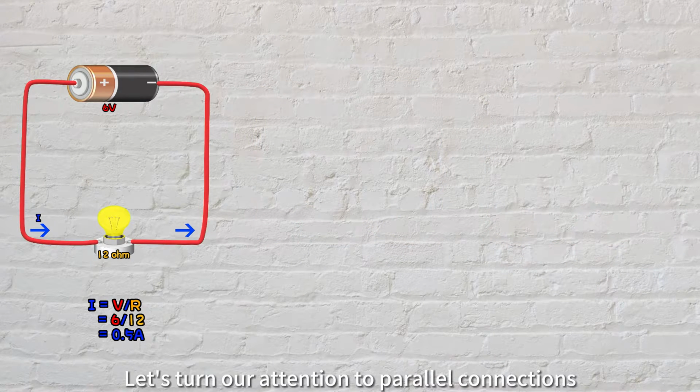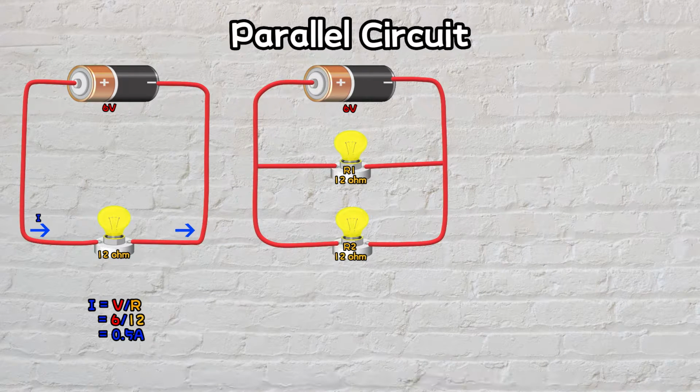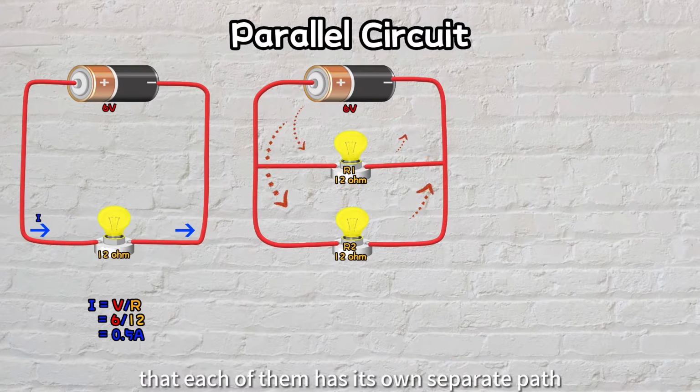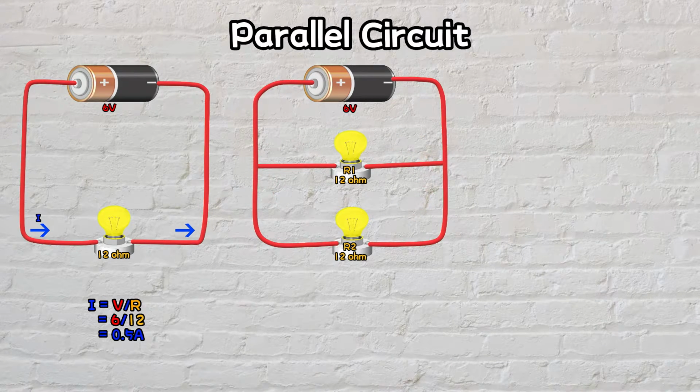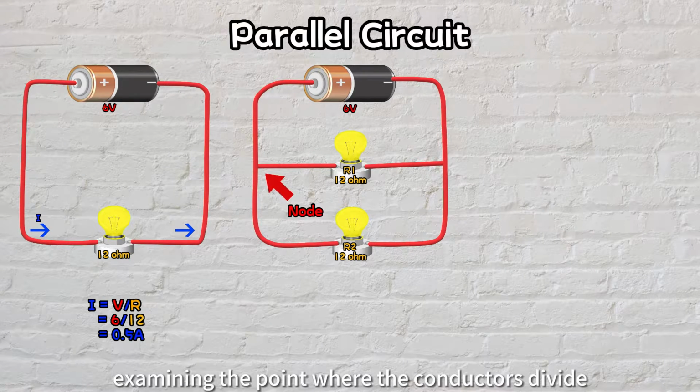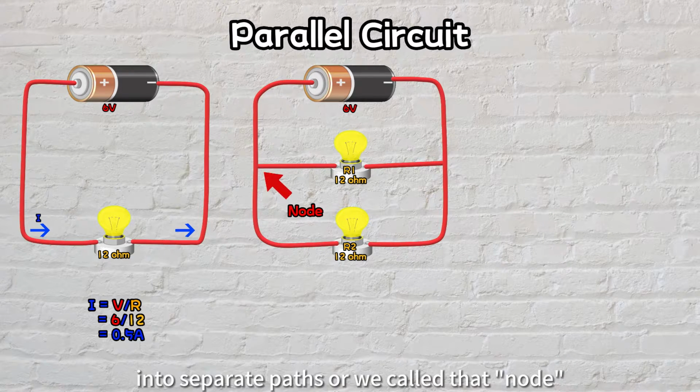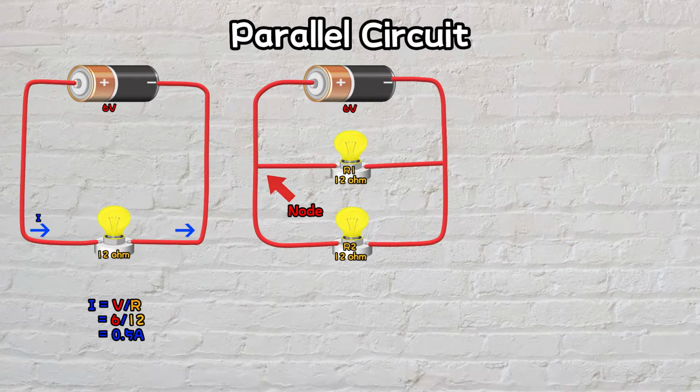Let's turn our attention to parallel connections. In a parallel circuit, components are connected in a way that each of them has its own separate path to the power source. A parallel circuit can also be distinguished by examining the point where the conductors divide into separate paths, which we call a node.